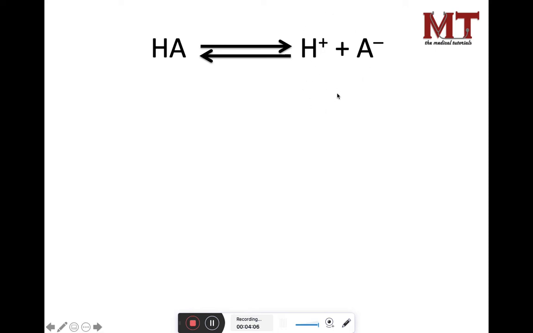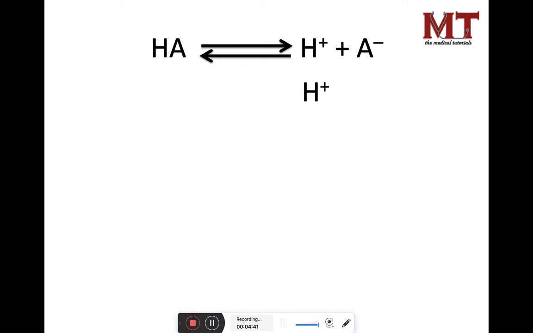Suppose there is a deficiency of H ions in the surrounding medium. When there is a deficiency of H ions in the surrounding medium, the forward reaction will be favored. It means the weak acid will be more dissociated. But if there is an excess of H ions in the surrounding medium, the reverse reaction will be favored. It means the weak acid will be less dissociated. What I mean to say is that dissociation of weak acids depends on the H ion concentration of the medium.